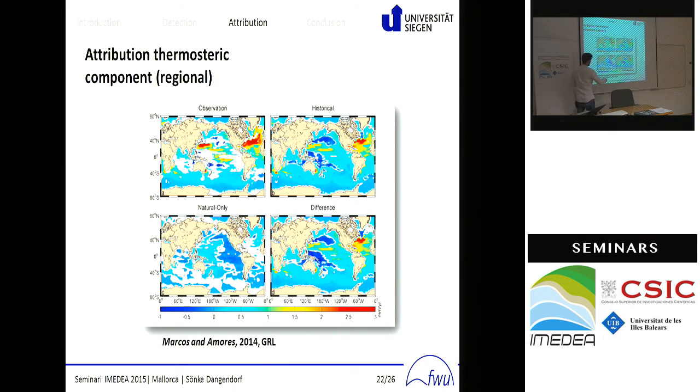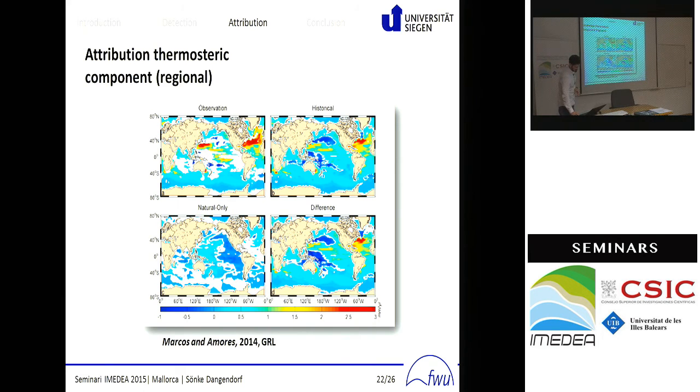And then you see in the lower part on the left, again, the natural-only run, where the patterns are no longer reproduced. And here shown is the difference between the historical and the natural-only run, which corresponds to the contribution just due to human influences, due to anthropogenic forcing. And you see indeed that in most parts of the ocean, this contribution has been positive over the past decades.